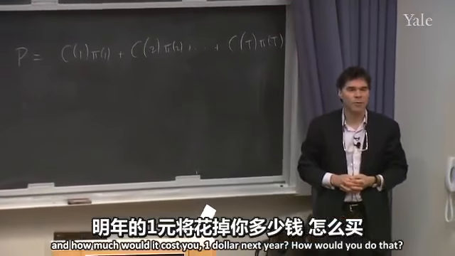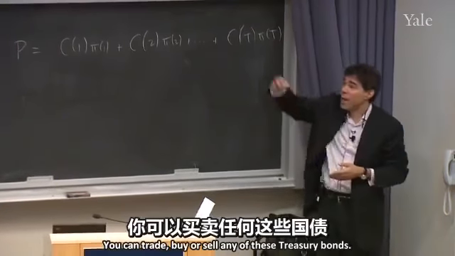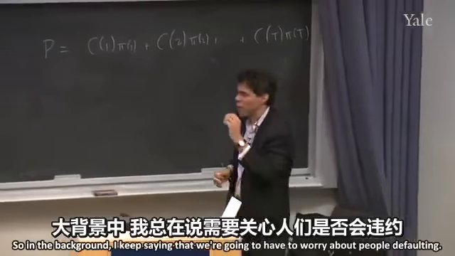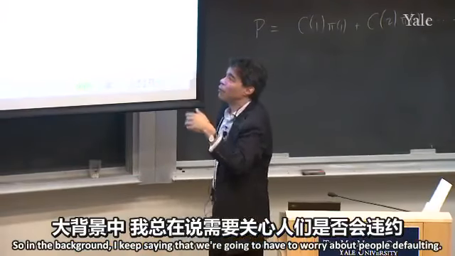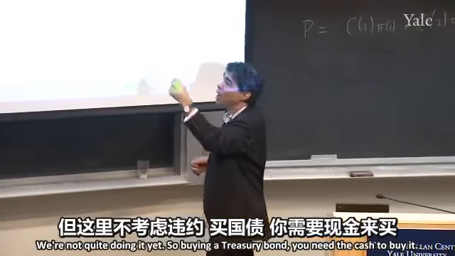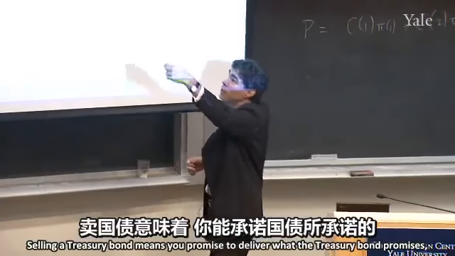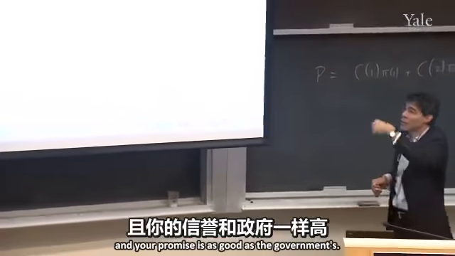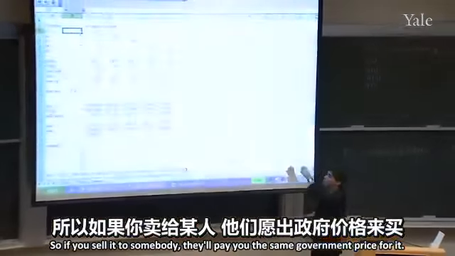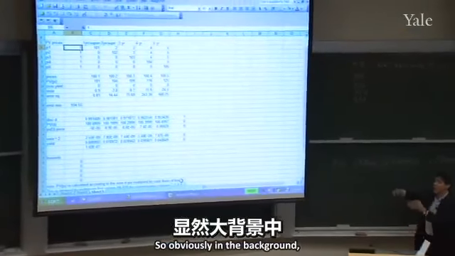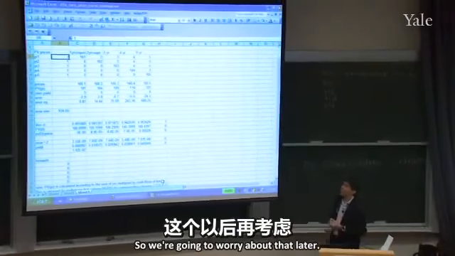$1 next year. How would you do that? You can trade, buy or sell any of these treasury bonds. So you know, in the background I keep saying that we're going to have to worry about people defaulting. We're not quite doing it yet. So buying a treasury bond, you need the cash to buy it. Selling a treasury bond means you promise to deliver what the treasury bond promises, and you're selling it. Your promise is as good as the government's. So if you sell it to somebody, they'll pay you the same government price for it. So obviously in the background, you're going to have to do something to convince the guy you're making the promise to that you're going to keep your promise. So we're going to worry about that later.